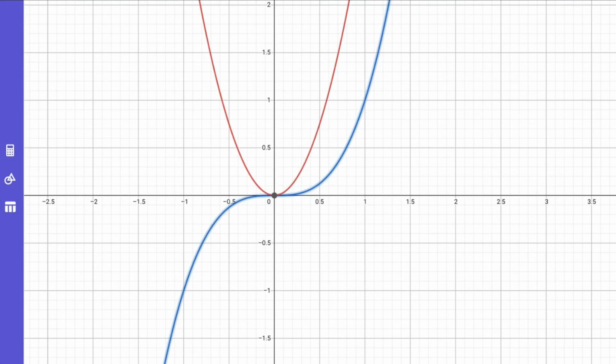Whereas at the maxima point or minima point, the sign of the first derivative changes. At maxima, the sign of the first derivative changes from positive to negative through 0, and at the local minima point, the sign of the first derivative changes from negative to positive through 0. But at the point of inflection, the sign of the first derivative does not change, as in this case.